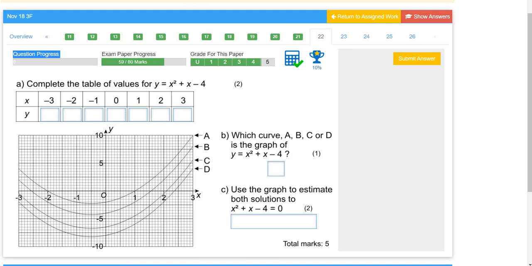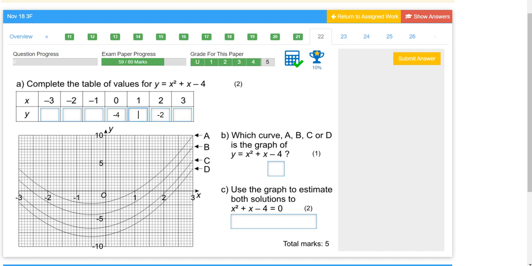And we have a table of values for x squared plus x minus 4. Now, how do we do this? Well, let's start. I always start this with the positives. So if x is 0, y would be 0 squared plus 0, take away 4. So 0 plus 0, take away 4 is negative 4. What about if x is 1? 1 plus 1, take away 4. So 2, take away 4, that's minus 2, or negative 2.